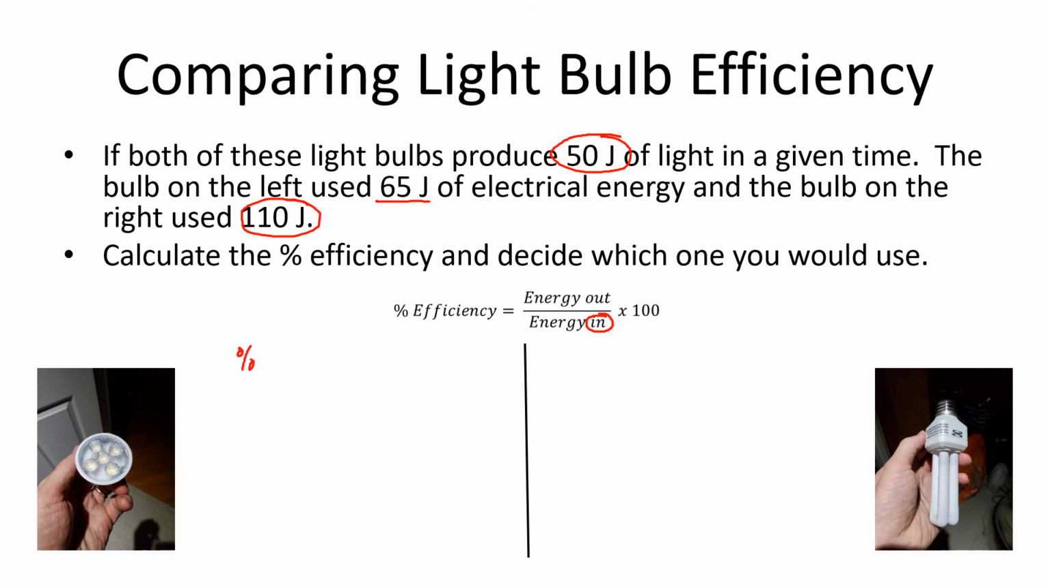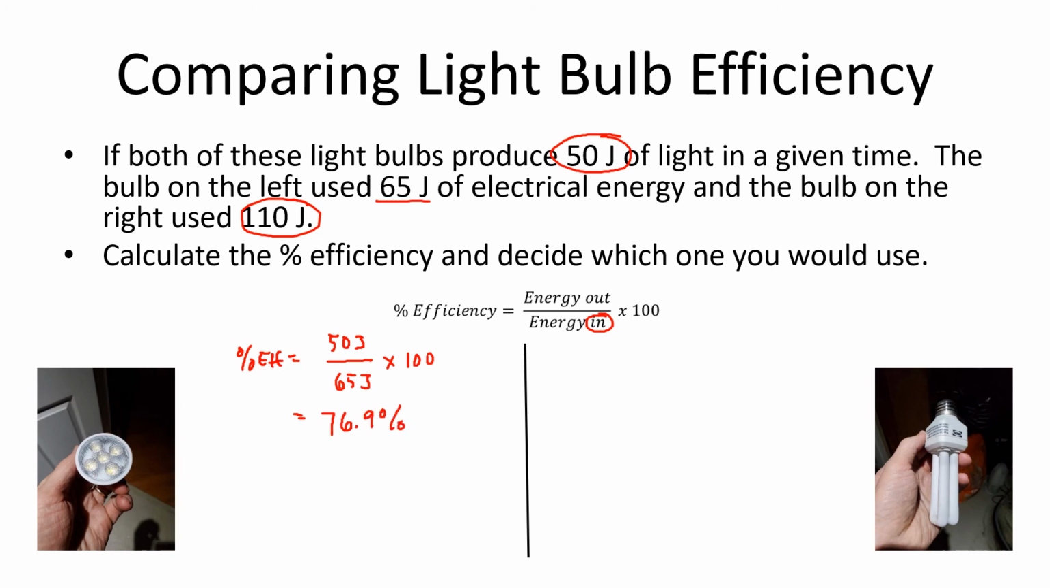So the percent efficiency equals the energy out, which is 50 joules. For this one, 65 joules of energy was consumed to make that 50 joules of light. And 50 divided by 65 times 100 is roughly 76.9% efficient. That's not bad.